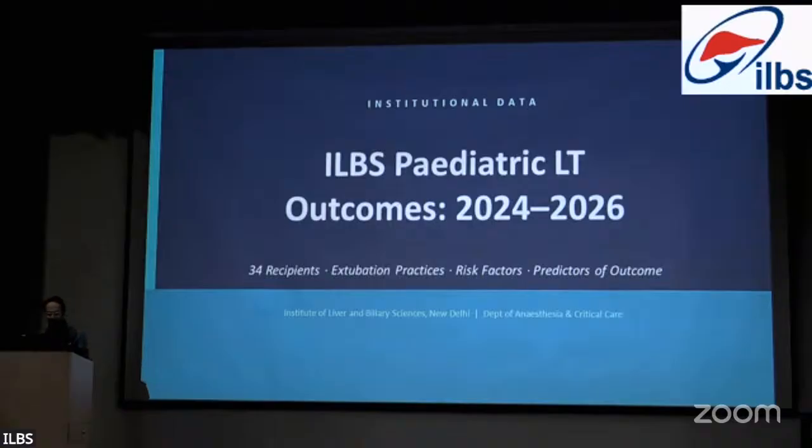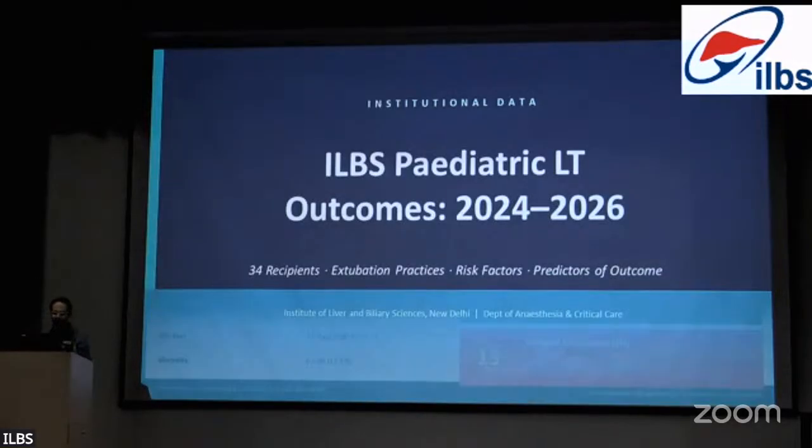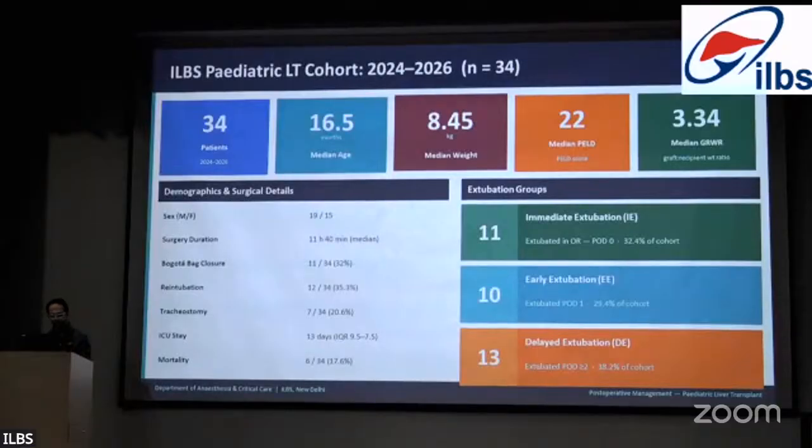Coming to the outcomes of pediatric liver transplant cases from 2024 to 2026, we had 34 children. Here are the extubation practices, risk factors and predictors of outcomes. We had 34 patients, and this is only for CLD. We had another 15 ALF pediatric cases that I'm not including here. The median age was 16.5 months. Median weight was 8.45 kg. Median PELD score was 22. Median GRWR was 3.34. The median surgery duration was 11 hours 40 minutes.